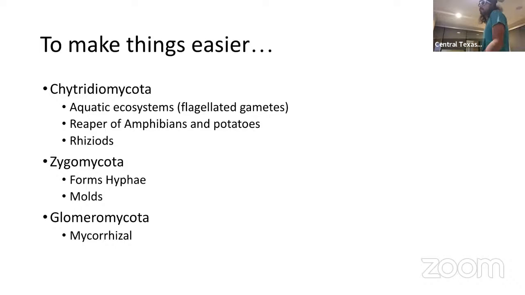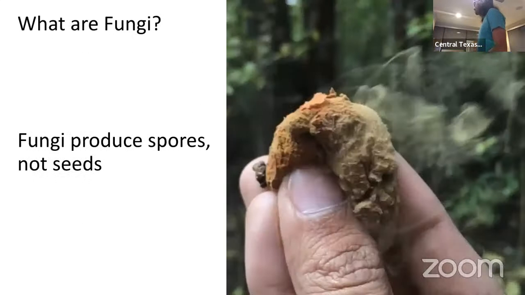Not always, but mostly. And then you have Glomeromycota. Kind of slipped up on it, it's consonants. And those are mycorrhizals. That's whenever you start seeing the hyphae actually interacting with plants and the environment. And additionally, fungi produce spores, not seeds, obviously. Here's a picture of, I'm not exactly sure which one it is, but some puffball that I found a few years ago. And you can see it's producing a gust of spores as I squeeze it.